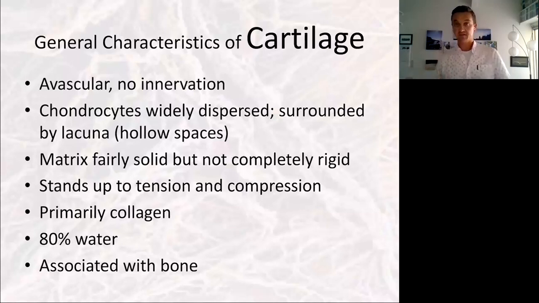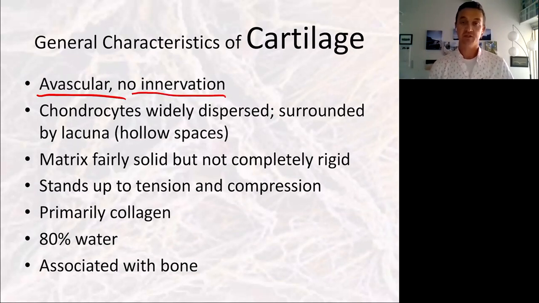Okay, let's dive into cartilage now. So the general characteristics of the different cartilage types are, number one, it's avascular. It doesn't have blood supply. And it also doesn't have innervation, doesn't have nervous system tissue going to it. Okay, chondrocytes, cartilage cells, are widely dispersed, and they're surrounded by something called lacuna, which is like a little cave for them to be in, pretty much hollow space.